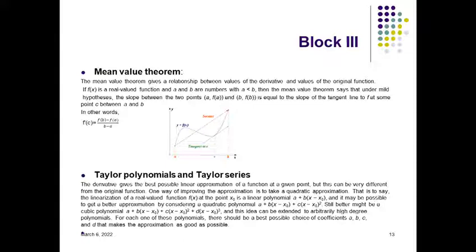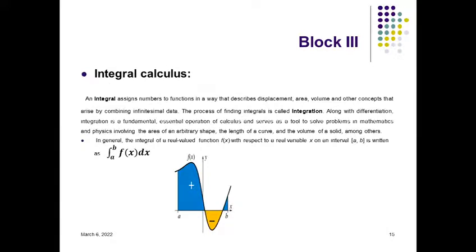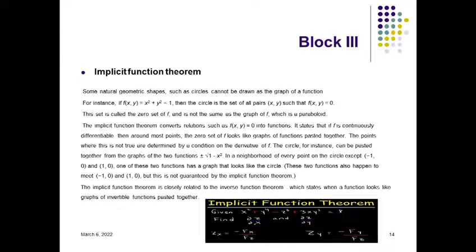The derivative gives the best possible linear approximation of a function at a given point, but this can be very different from the original function. One way of improving the approximation is to take a quadratic approximation, that is to say, the linearization of a linear valued function. Implicit function theorem. Some natural geometric shapes, such as circles, cannot be drawn as the graph of a function.